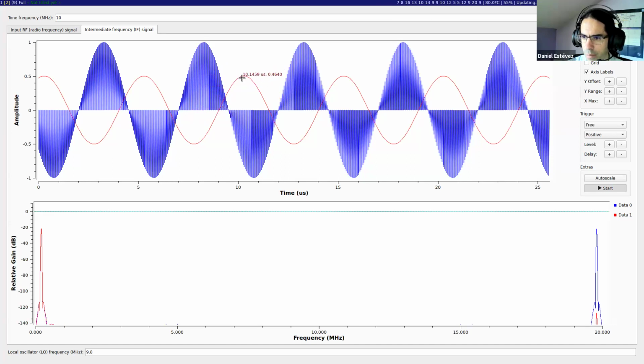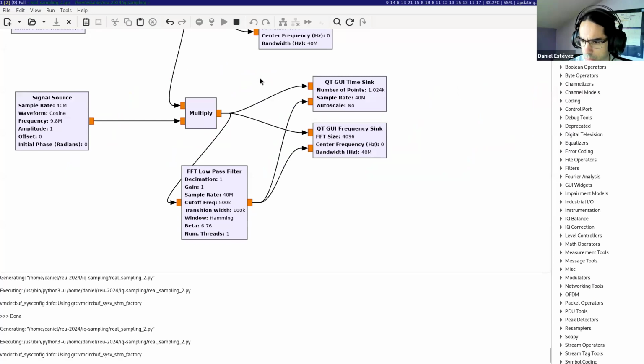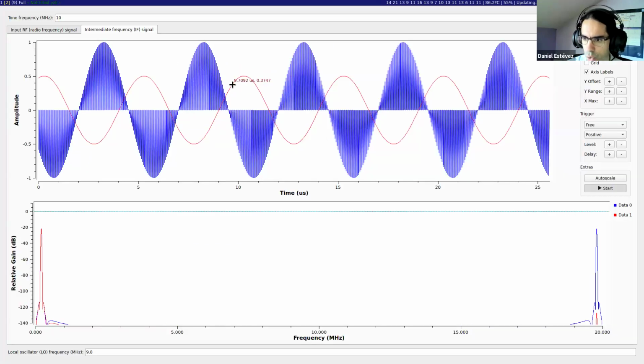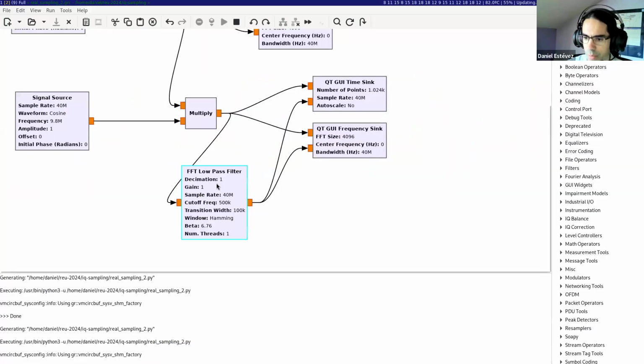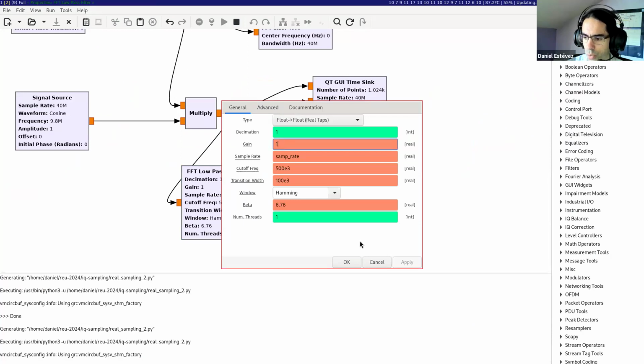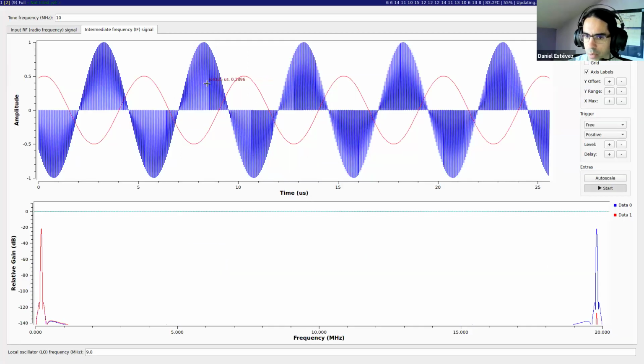And the reason why the amplitude is half, I'm not sure if I've made a mistake or something, but it shouldn't. So if it is, yeah, it's half. Maybe it's a bug on the FFT low pass filter, because the gain here is used to change the amplitude of the output. We don't care so much about the amplitude of the signal, so this is more of a curiosity than anything else.